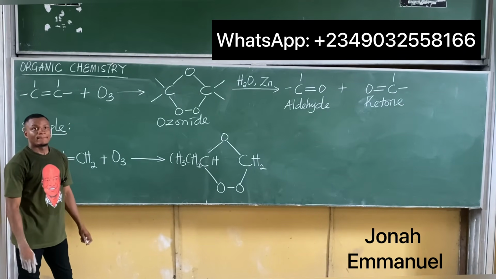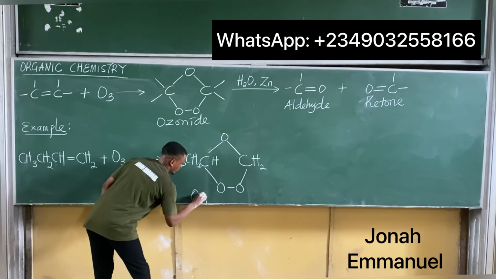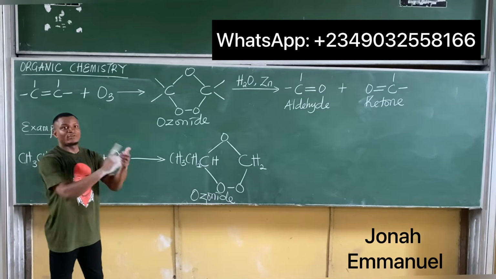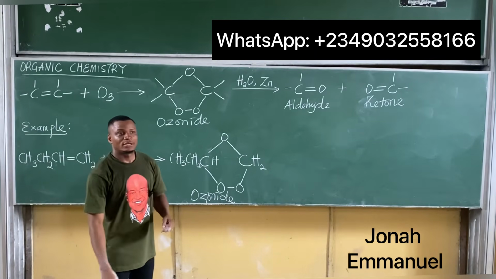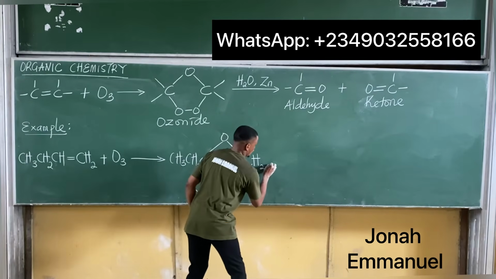It's an alkene now, it cannot be a single bond. This is ozonide. So that's how it's done. When you have a double bond, break it into two. That's it.